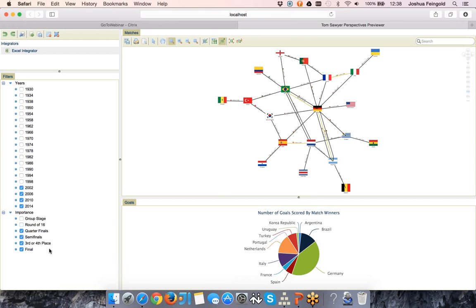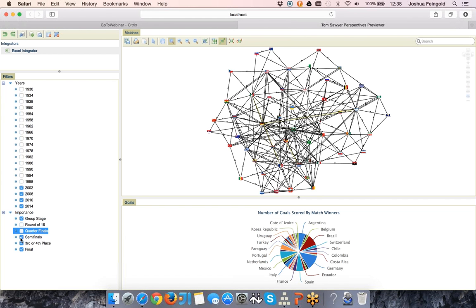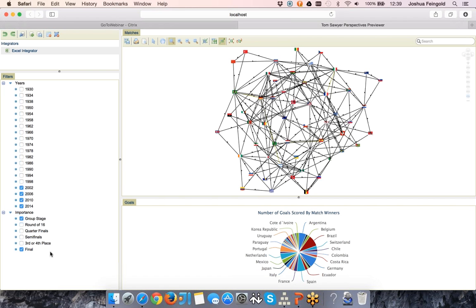Right. So let's play around with this a little bit. We can do a little compare and contrast. So maybe if we do the group stage, I want to get rid of some of these matches. We only want to show the group stage and the finals, right? So we're interested in the sort of general importance matches and the most important matches, and maybe we're interested in everything for the last 30 years.